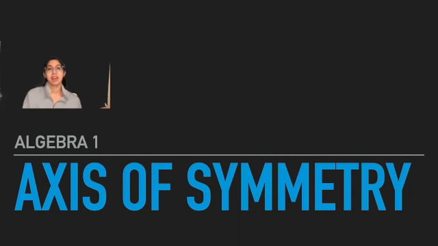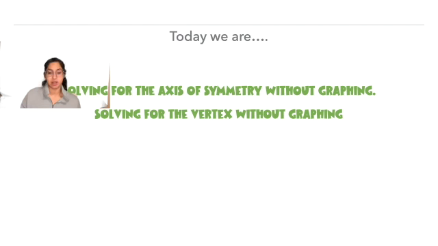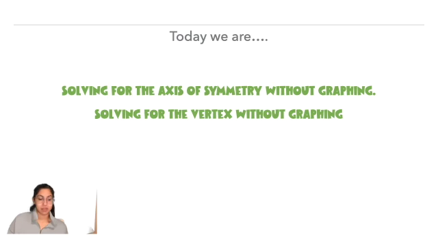Guys, and welcome back. Today we're going to look at axis of symmetry and vertex again without graphing. So how can you take your equation and just find the axis of symmetry? Let's jump right in.